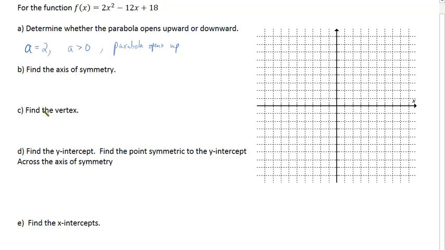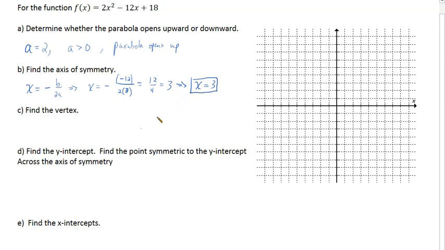We're asked to find the axis of symmetry. Since we have the function in the standard form, the axis of symmetry is given by x is equal to negative b over 2a. So then x is equal to negative. The b parameter is negative 12 over 2 times the a parameter is 2. Two negatives, that'll give me a positive. 12 over 4 is 3. So therefore, the axis of symmetry is x equals 3.